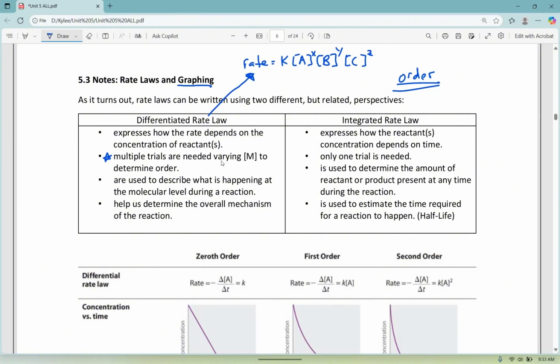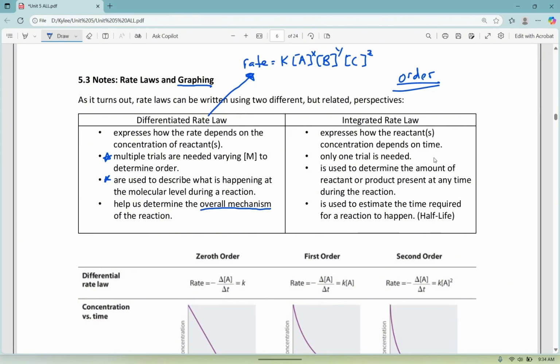The hindrance is that we have to do multiple trials. That's the frustrating part. The positive is that it allows us to describe what's happening at a molecular level, because I can see which substance is causing what to the rate. So this can be a tedious process, but it helps me determine the overall mechanism, which we call the reaction pathway, and determine what substance is causing the rate to increase or decrease. So there are both pros and cons to the differentiated rate law.